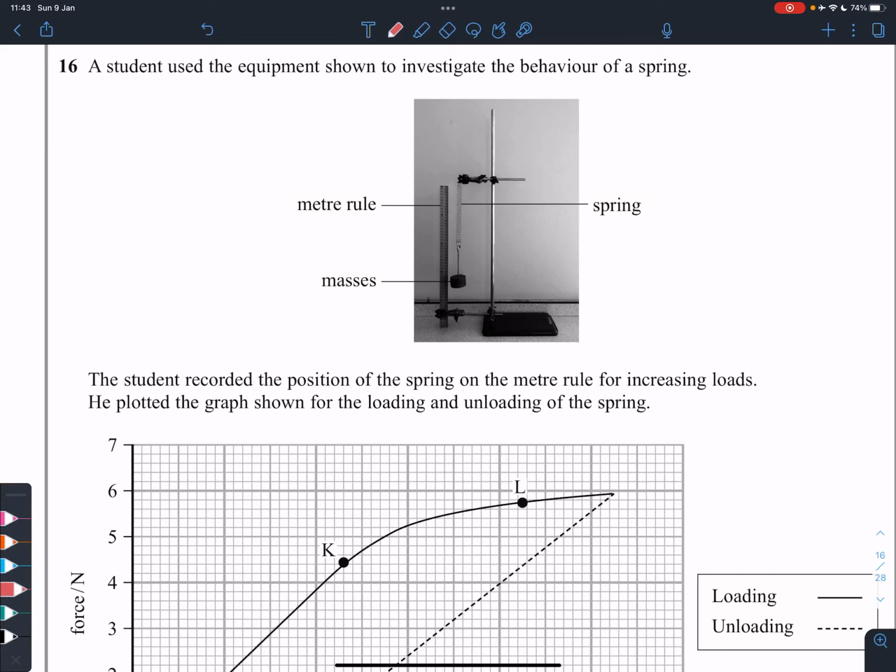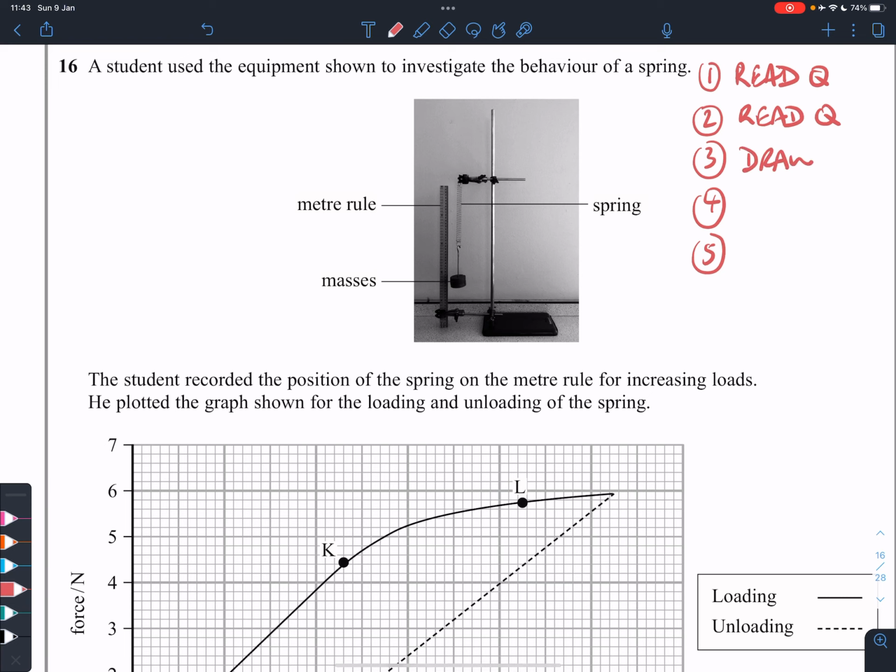Okay, at the risk of seeming repetitive, I'm going to write the 5 steps that I want you to do to approach these problems. Step 1 is read the question. Step 2 is read the question again. Step 3 is draw as much as you can. Step 4 is write down what you know and then start solving, going from the known to the unknown.